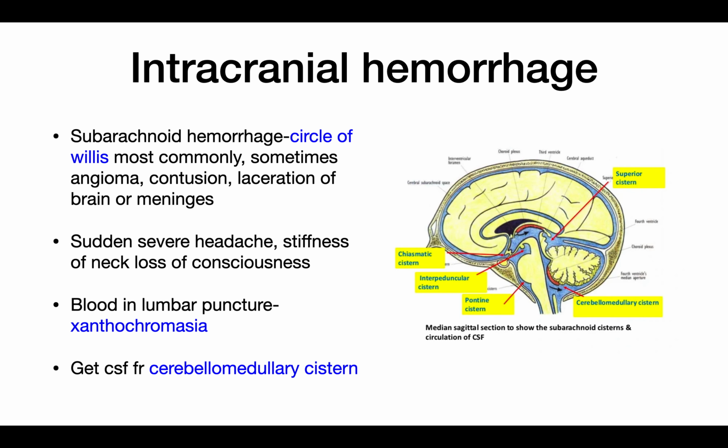Okay, so the subarachnoid hemorrhage is mostly due to the Willis involvement, and that's usually due to either an angioma, a contusion, a laceration of the brain or meninges, and that's like some kind of trauma and whatnot. There's going to be a sudden severe headache, along with stiffness of the neck and loss of consciousness. All the brain injuries really are characterized by nuchal rigidity, such as meningitis and whatnot. Like everybody's like, oh, stiff neck, right?